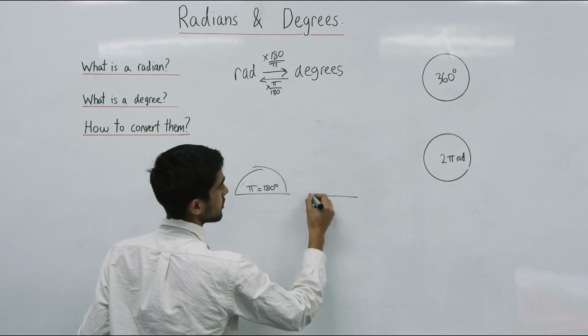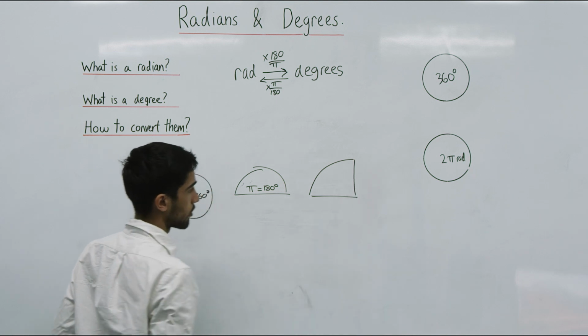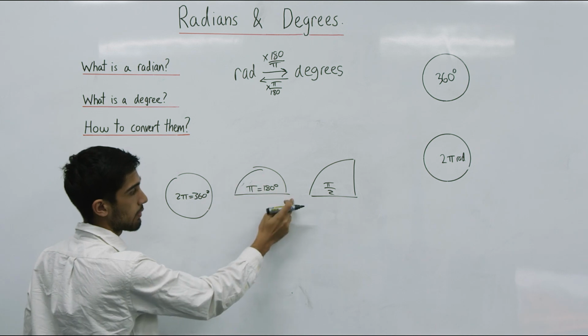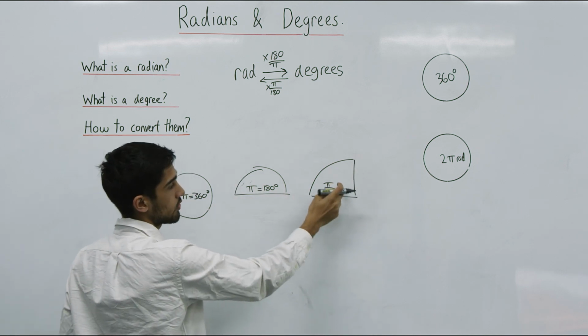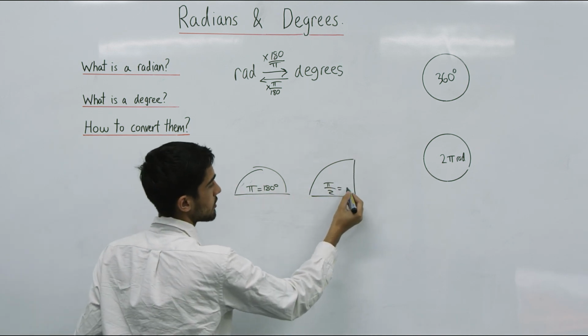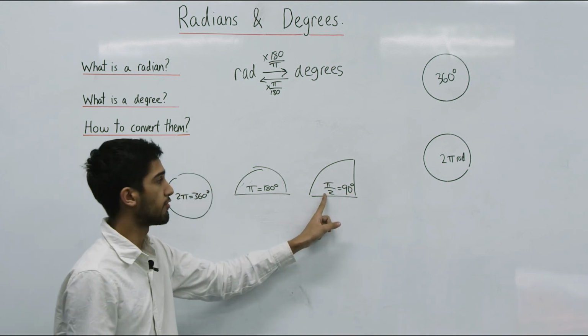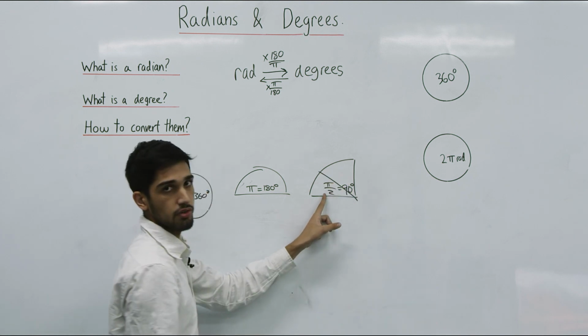If we cut a circle into a quarter, we get a quarter of a circle, and that's actually pi divided by 2, because pi was half a circle, so a quarter of a circle is pi over 2, and that equals 90 degrees. And we can keep going, right? Pi divided by 4 would give us 45 degrees.